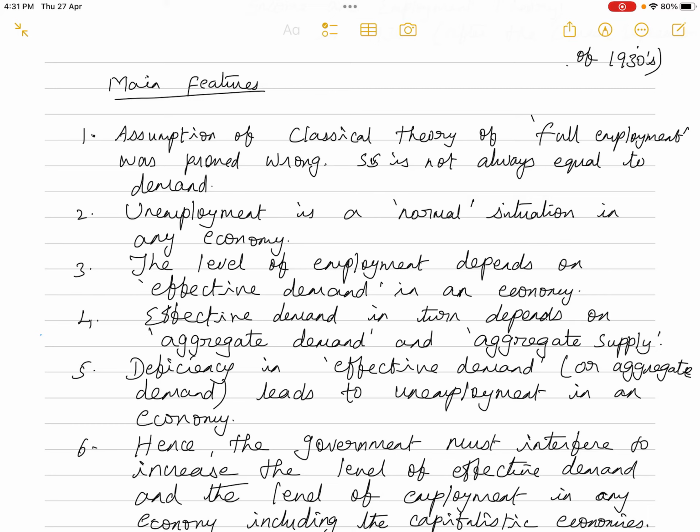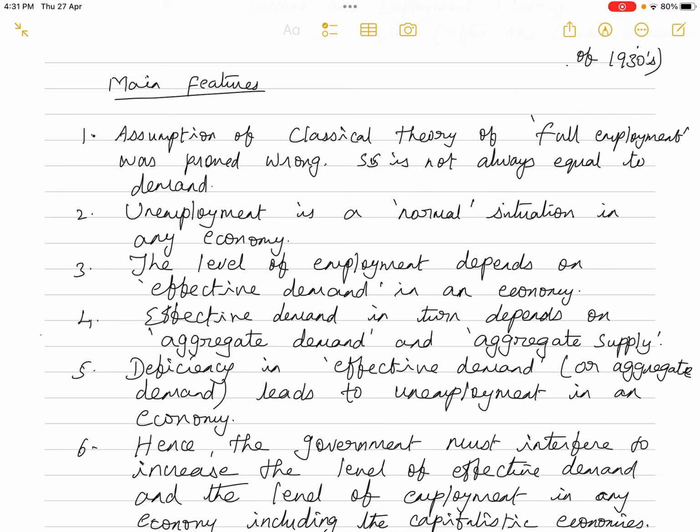So this was the view or the theory of the classical economists. But all those things were proved wrong. During the Great Depression in the 1930s, there was too much unemployment. Supply was not able to create its own demand. The price mechanism was not working on its own. So it was necessary that the government should interfere. That was the opinion of Keynes, or the main feature of the Keynesian theory of employment.